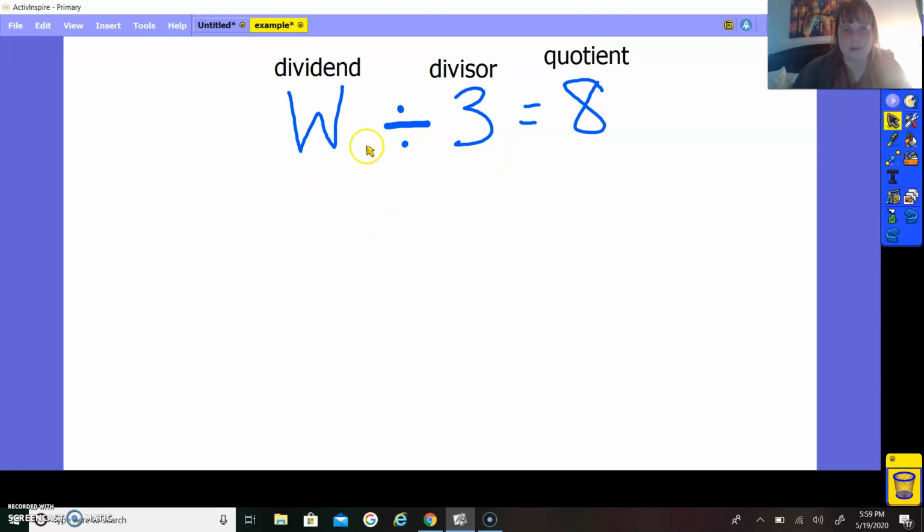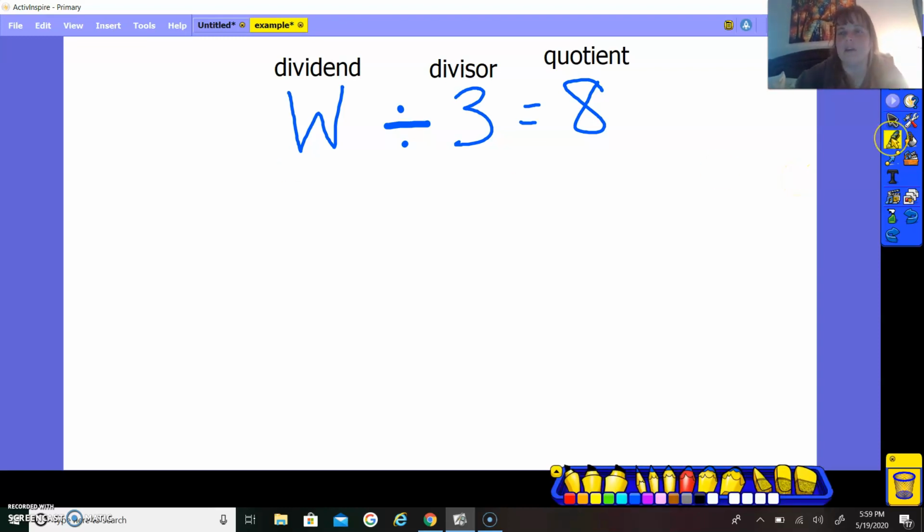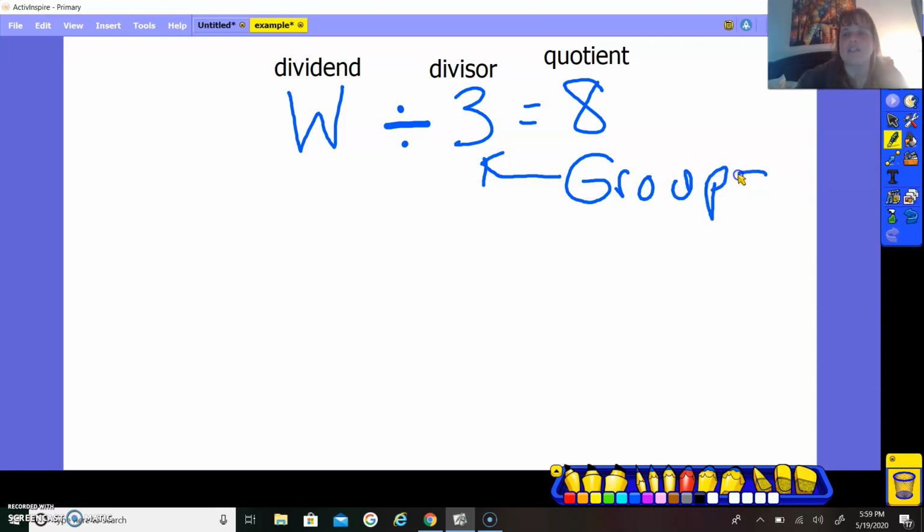So for example, with this problem, notice how we don't know what the dividend is. We don't know how many we're divvying up. Say divvy. We don't know how many we're divvying up. So we're going to have to work with these two numbers over here to help us figure out the dividend. Say it, dividend. So I'm going to write on this. The divisor is always how many groups there are. And then the quotient is how many is in each group.